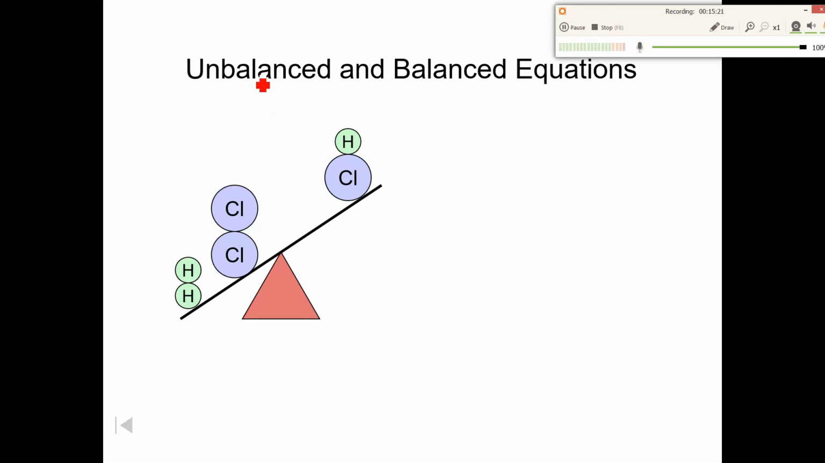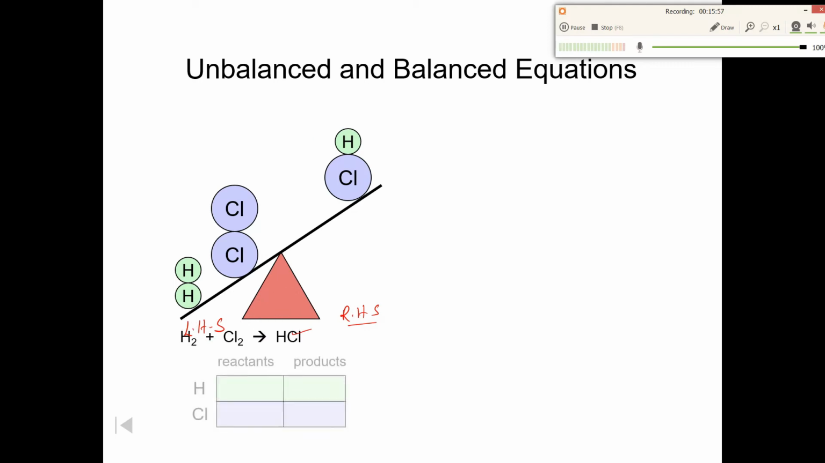What is an unbalanced and balanced chemical equation? As the picture shows, it clearly represents an unbalanced chemical equation wherein 2 hydrogen atoms and 2 chlorine atoms are on the left hand side, whereas on the right hand side only 1 hydrogen and 1 chlorine atom are represented. This equation can also be written as: hydrogen molecule reacts with chlorine molecule to give hydrogen chloride. So this chemical equation is an unbalanced one.